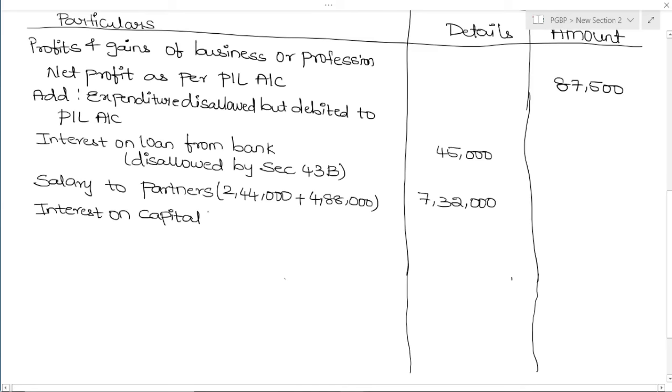4,500 is given for Uttar and Dakshin 6,000 is given. So totally 10,500, I feel. Yes, it is into 3 by 15. Right, 3% is disallowed, no? That's why 2,100 should be the answer, correct? Let us write it down.